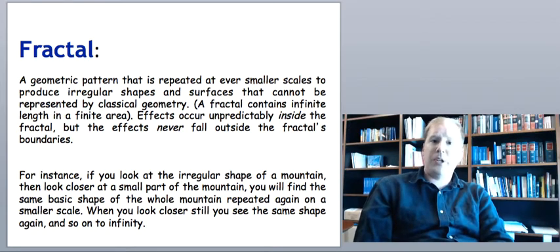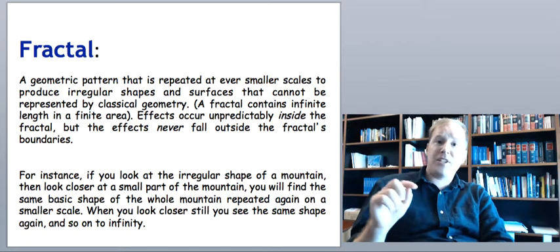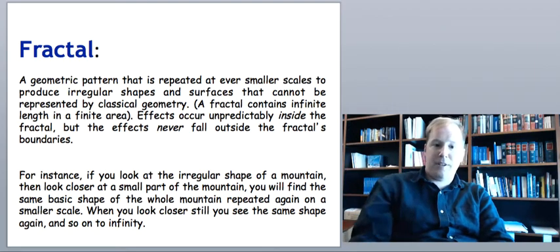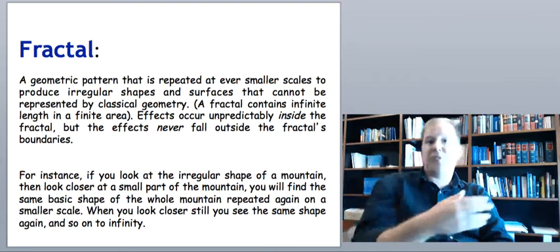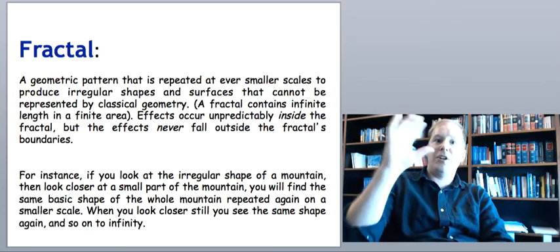For example, if you look at the irregular shape of a mountain and then look closer at the smaller parts of it, you'll find some of the basic shapes of the whole mountain reflected again in the little parts. There's also going to be some randomness built in there, but you will see those triangulations, as we saw in the last lecture, in the small parts of the mountain, just as you see in the overall mountain.